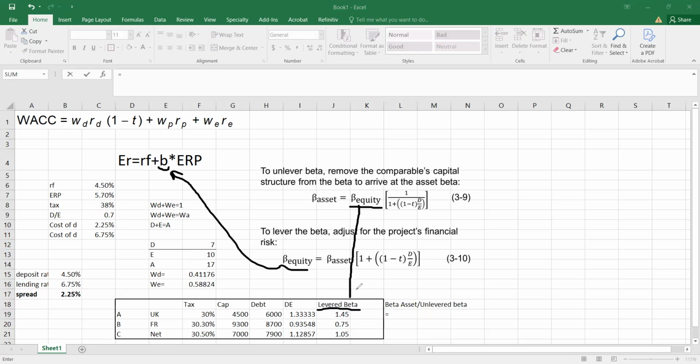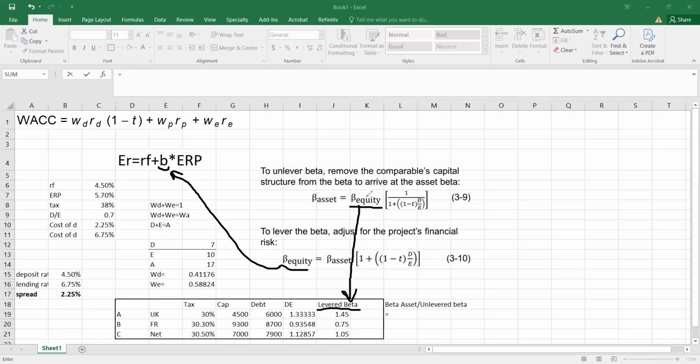Sorry, Professor. Yes. Can you share this Excel file to the WhatsApp group at the end of class? Yeah, I will. This Excel file, I will share it. No worries. I will share it with you guys. Okay, thank you.